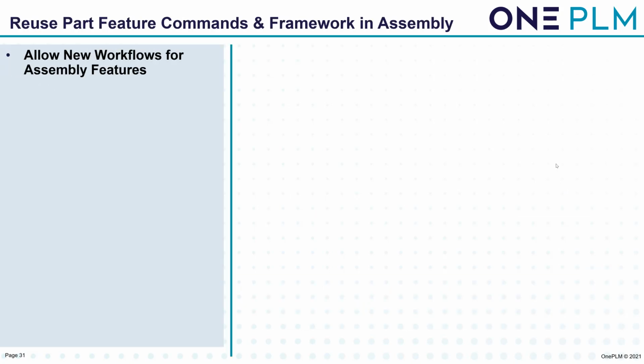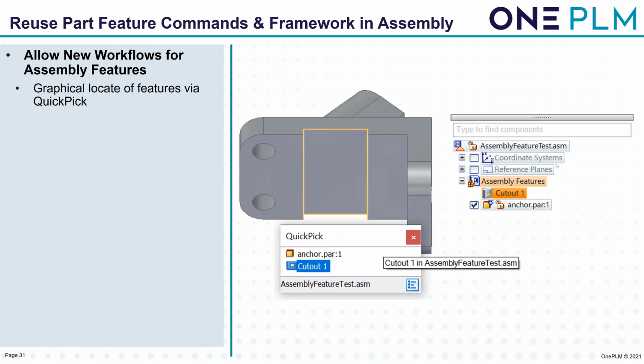So reuse part feature commands in framework and assembly. We've got all new workflows for assembly features. We can graphically locate features via quick pick, which we couldn't do before. We had 17 ERs fixed on that. And we've got a dynamic edit of features, which we couldn't do before.